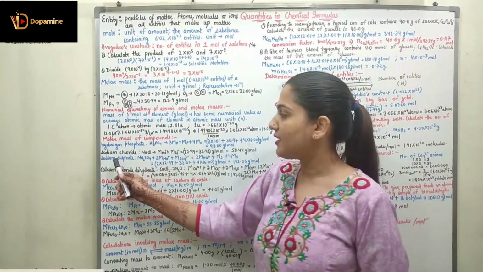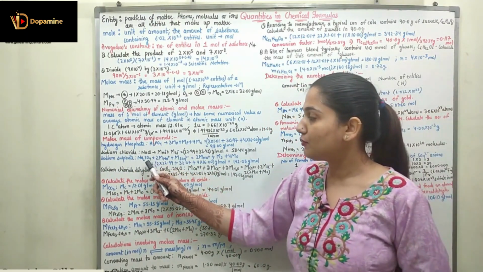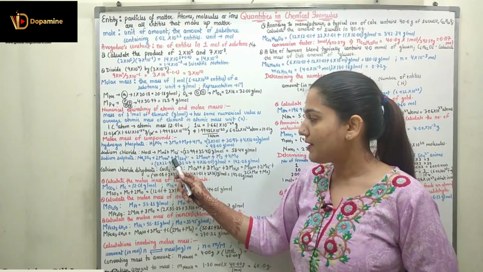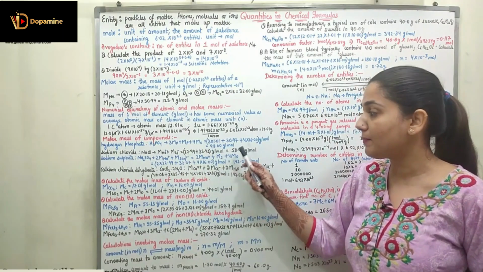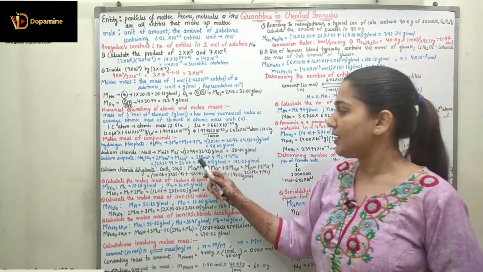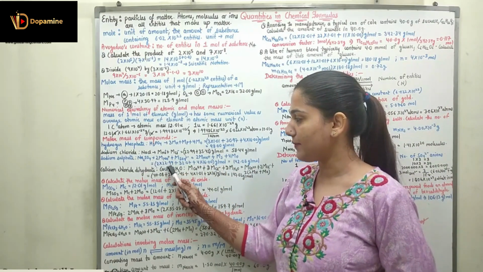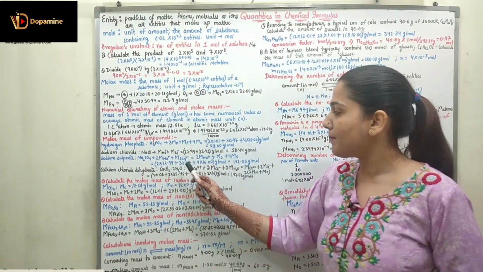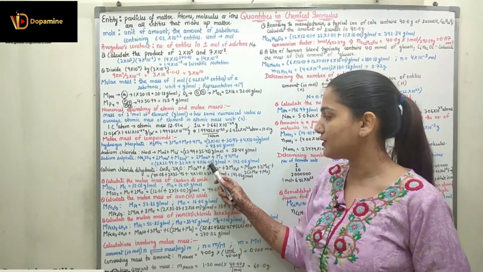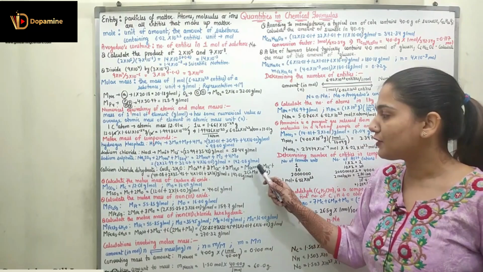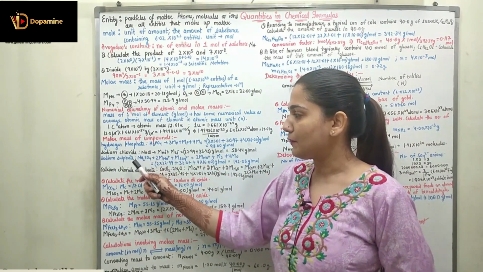Similarly, we have sodium sulfate. Sodium sulfate is Na2SO4, so it will be equal to 2 into the mass of sodium ion plus the mass of sulfate ion. Now the mass of sulfate ion is the mass of sulfur plus 4 times the mass of oxygen. So twice the mass of sodium ion, 22.99, plus the mass of sulfur, which is 32.07, plus 4 into the mass of oxygen, which is 4 into 16.00. It is equal to 142.05 gram per mole. So this is the molar mass of the compound sodium sulfate.